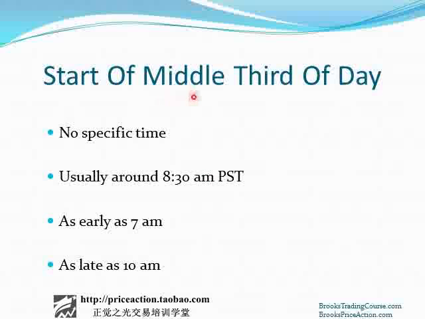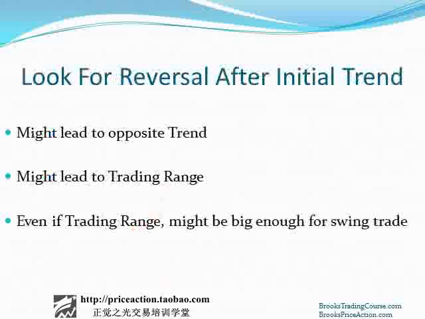When does the middle third of the day begin? It's different every day. It's usually around 8:30. The trend in the open usually ends around 8:30, sometimes as early as 7 o'clock, sometimes as late as 10 o'clock. So you're looking for some kind of reversal after the opening range swing. So it might lead to an opposite trend, it might lead to a trading range, and if it does lead to a trading range, often there are big swings within the range, big enough to make swing trades.